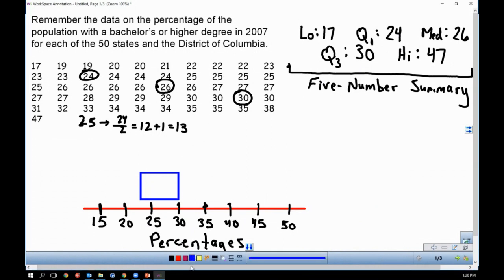And then our median is at 26. So at 26, I need to draw a line like that. So there's our box with the median. Now, what's my lowest value? 17. So from this lowest side, I'll need to draw a line, a whisker, out to get to 17.